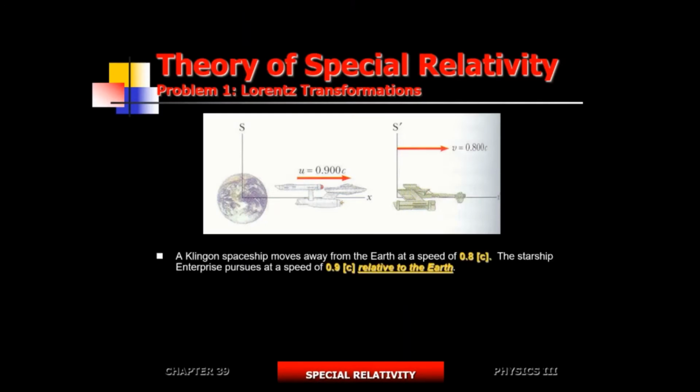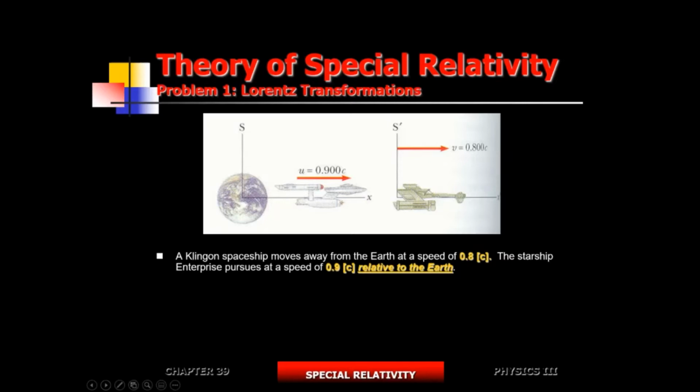All right, problem number 1 from the handout. This one is a Star Trek problem. You have the Enterprise traveling at 90% of the light speed relative to Earth. And then we have a Klingon spaceship moving at 80% of the light speed relative to Earth.